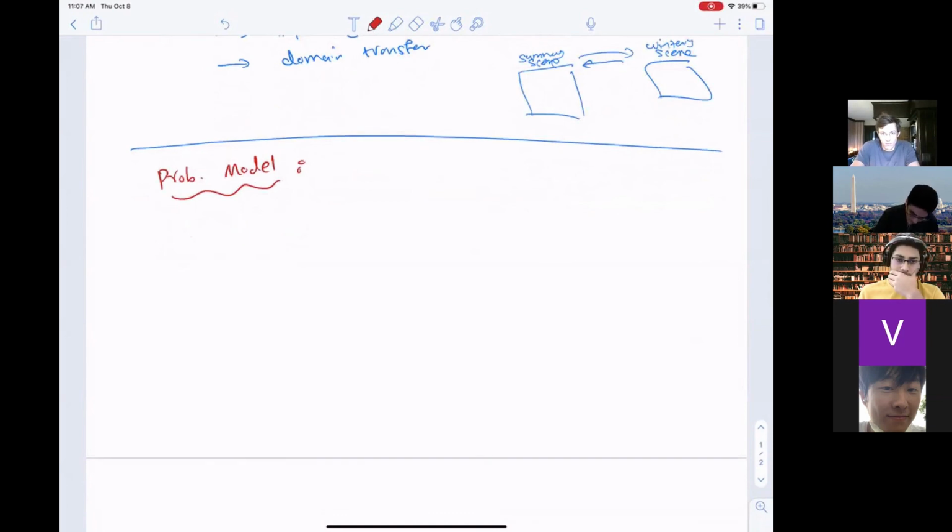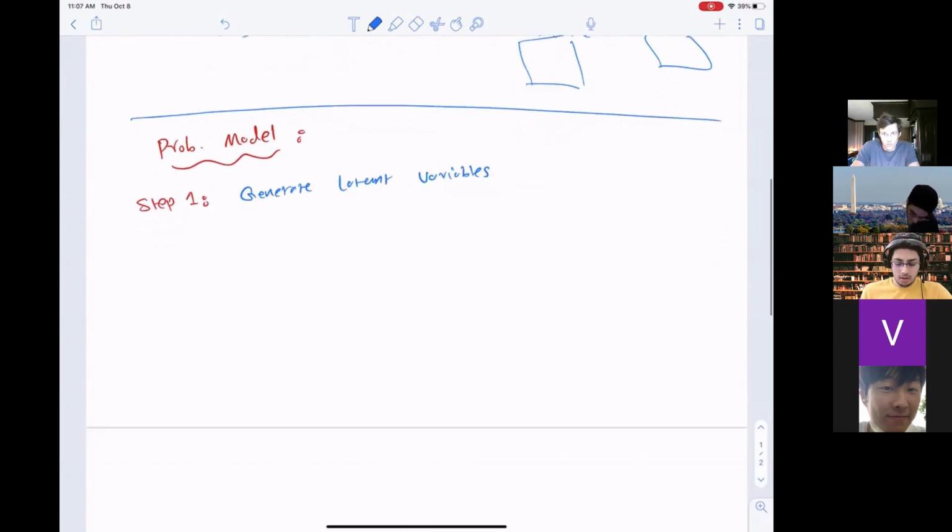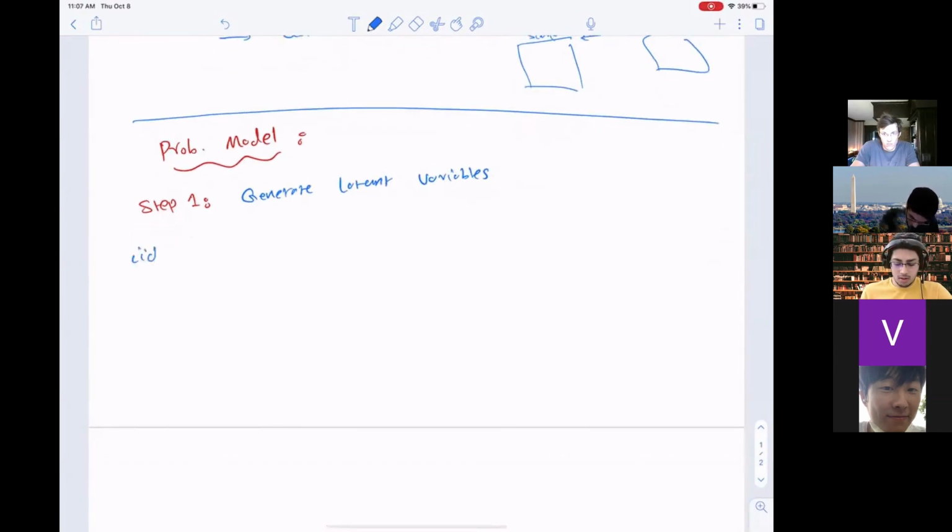So I'll have basically a two-step way to model the underlying probability distribution for my data set. Right, so step one, I'll generate latent variables. I'm going to do it in IID fashion. Okay, so remember again, my training data, I have N samples. I want to see how I can model generation of these N samples. So what I'm going to do, in an IID fashion, is generate N samples in my latent space, Z1 to Zn.